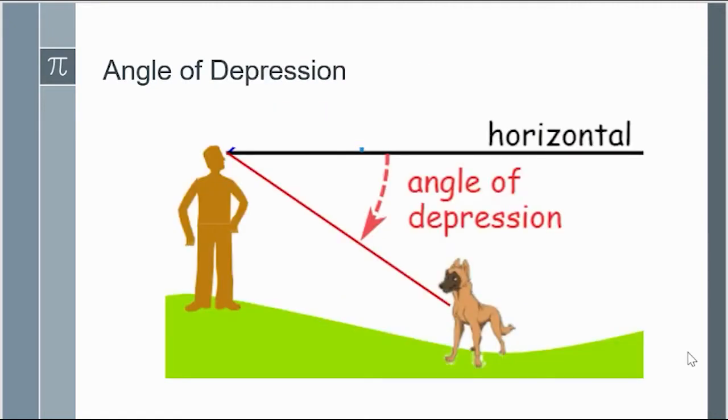Angle of depression is the opposite. We always start at the horizontal and it's looking downwards. So the hypotenuse is underneath the horizontal line and it's the angle between those two lines. Remember, it's always a horizontal line and it has to touch that.